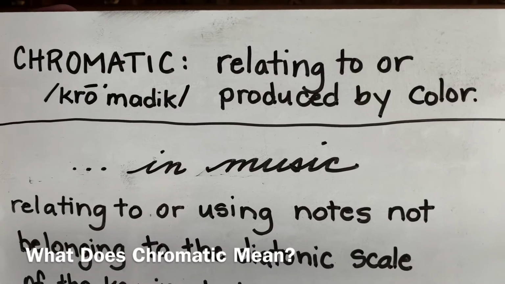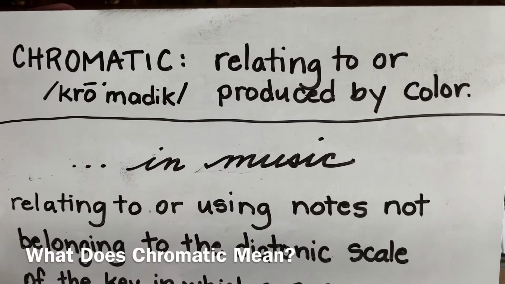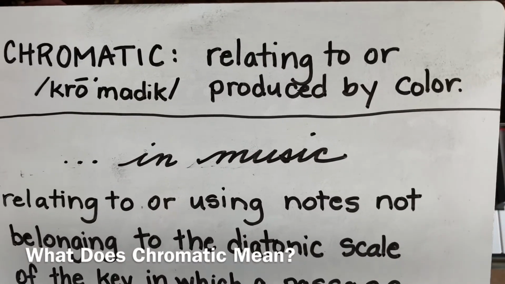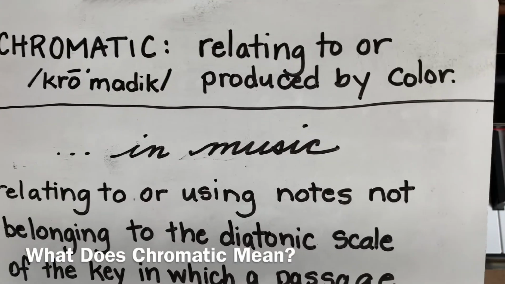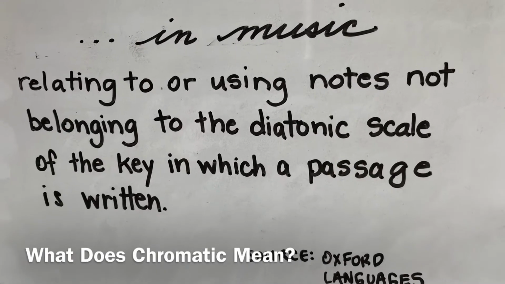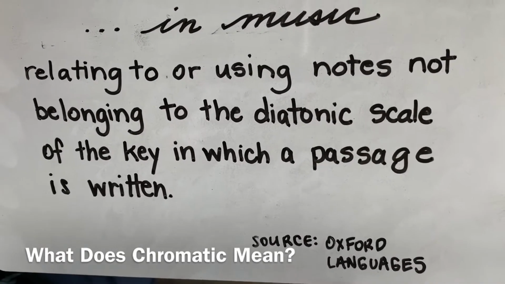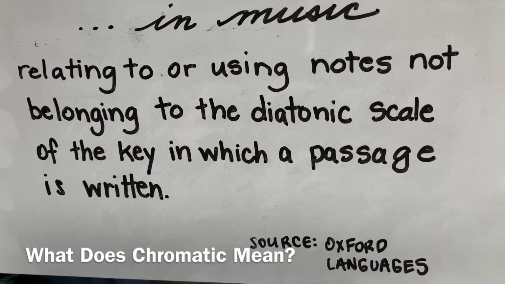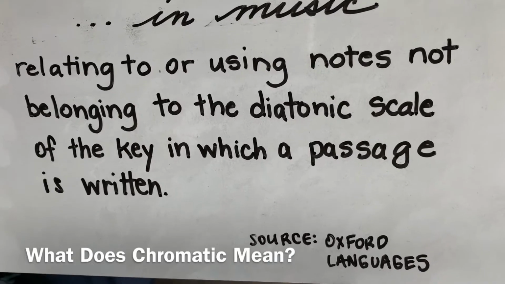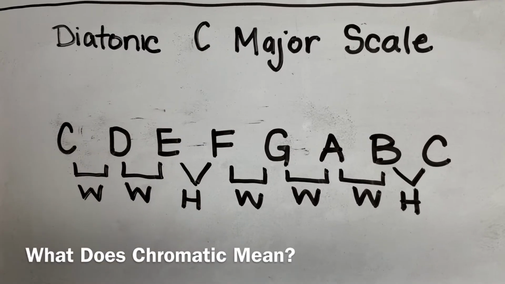The definition of chromatic in the Oxford Language Dictionary is relating to or produced by color. What does color have to do with music? Let's look a little bit deeper at what chromatic means in music specifically. In music, chromatic means relating to or using notes not belonging to the diatonic scale of the key in which a passage is written. Let's dig a little bit further into this.